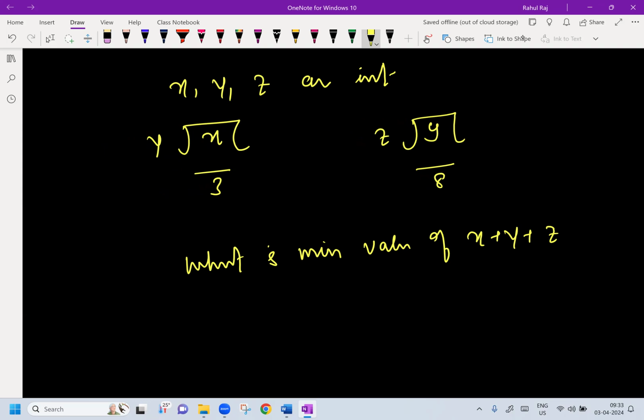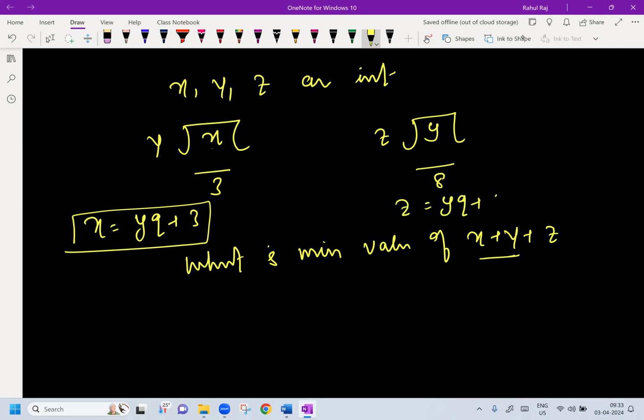It says what is the minimum value of X plus Y plus Z? When X is divided by Y, the remainder is 3. So X is equal to Y times a quotient plus 3. And Y is equal to Z times a quotient plus 8. Agreed?